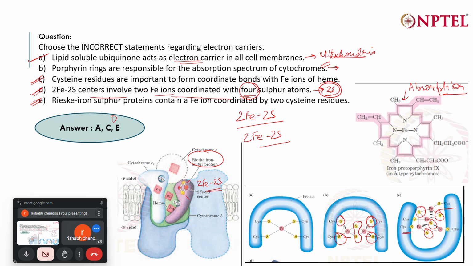But in cytochrome B, there are four sulfur atoms surrounding Fe. What does 2Fe2S mean? The D option states that 2Fe2S is actually being used for two Fe atoms that are bound with four sulfur atoms. But this is not correct, right?